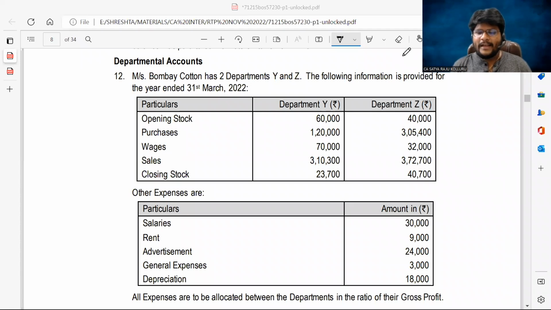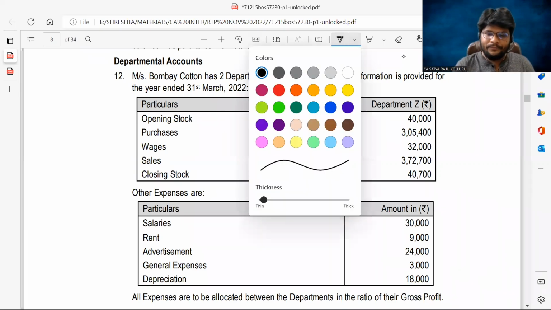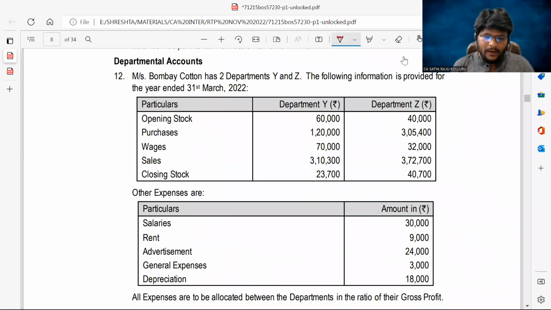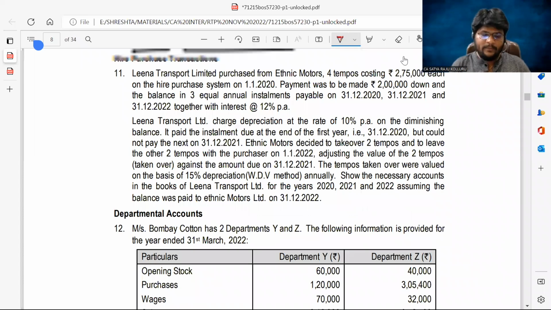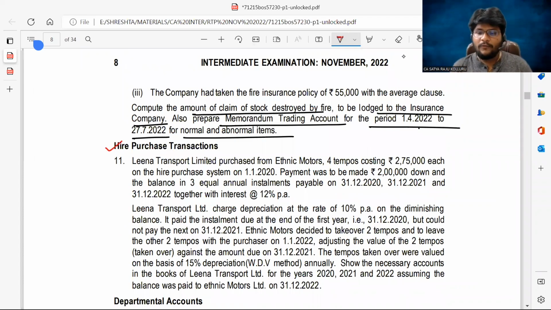Right, guys, let us move quickly. Only 3 pending chapters are there. There are problems from 3 pending chapters. One is departmental, another one is branch, another one is incomplete records. Related to departmental accounts, I'm so sorry, before that, one more is also there: hire purchase. Okay, total 4 chapters are there.